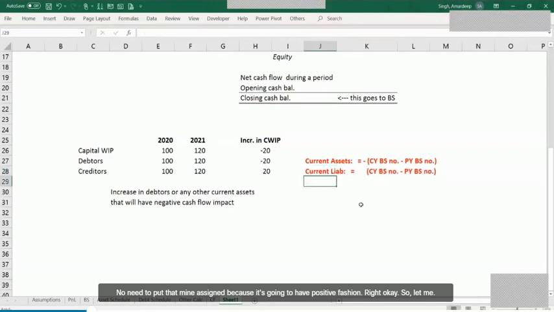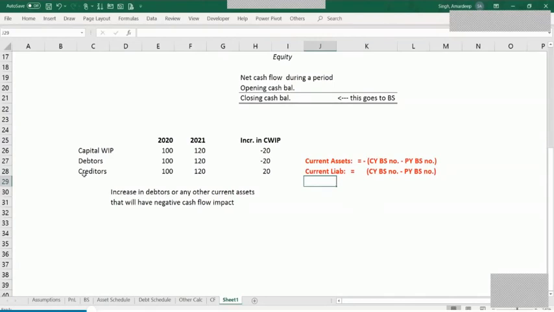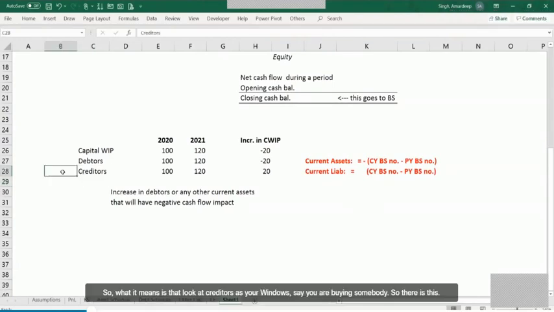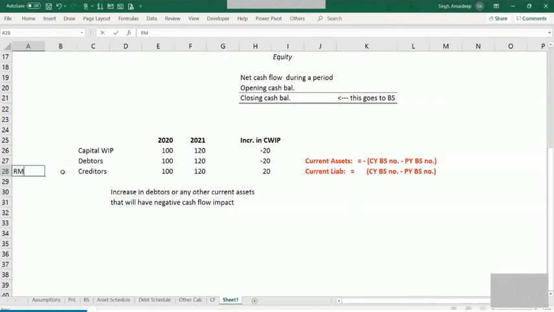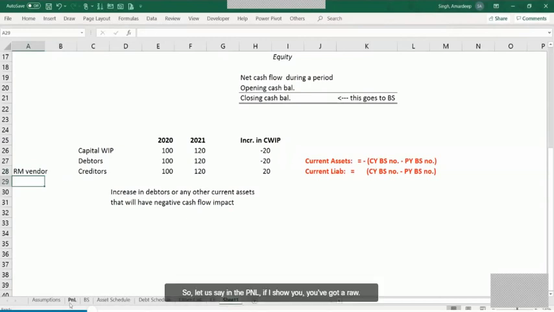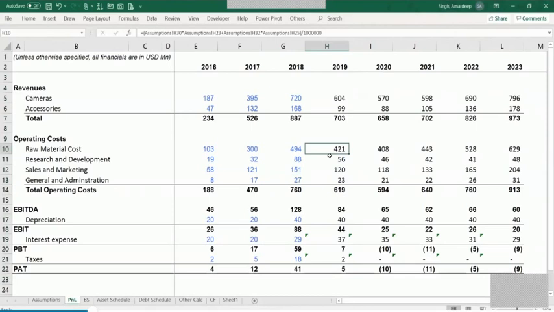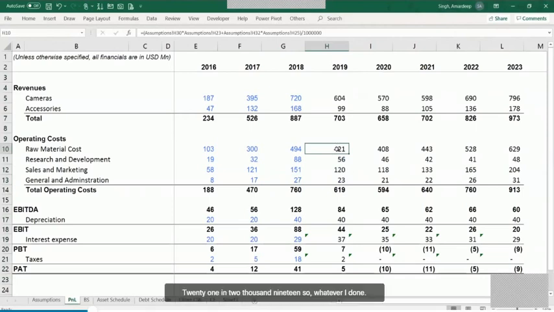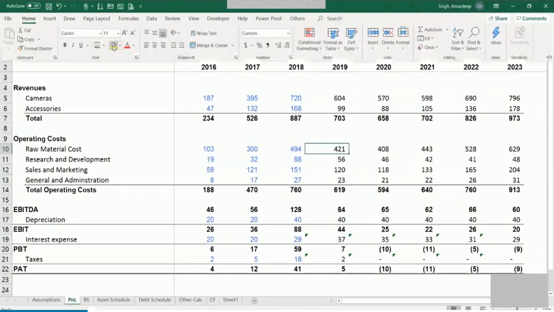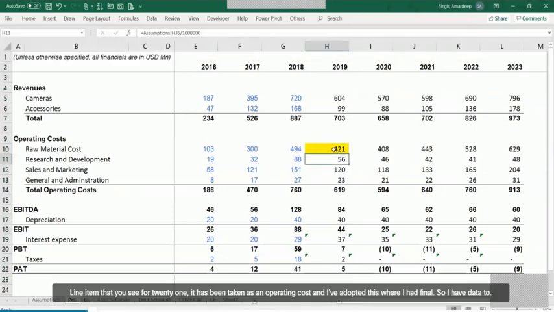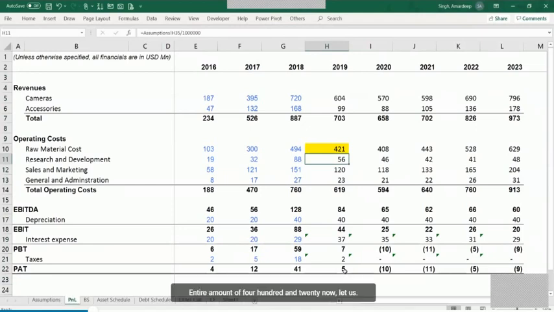Right? Okay, Arvind. So let me explain it again. What it means is that look at creditors as your vendor. Say you are buying some raw material. So there is this raw material vendor from whom you are buying some raw materials for manufacturing cameras. So let us say in the P&L, if I show you, we've got a raw material cost of 421 in 2019. So what have I done with this 421? This line item that you see, 421, has been taken as an operating cost and I have deducted this to arrive at final net profit. So I have deducted the entire amount of 421.